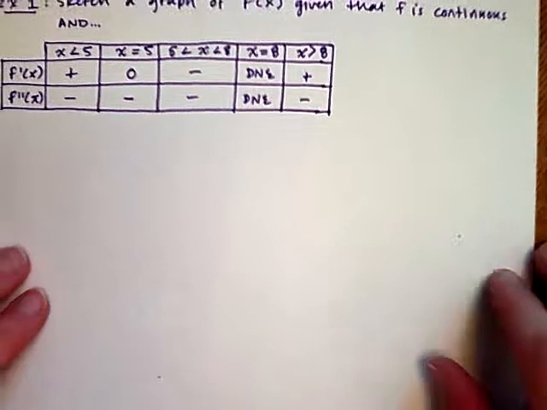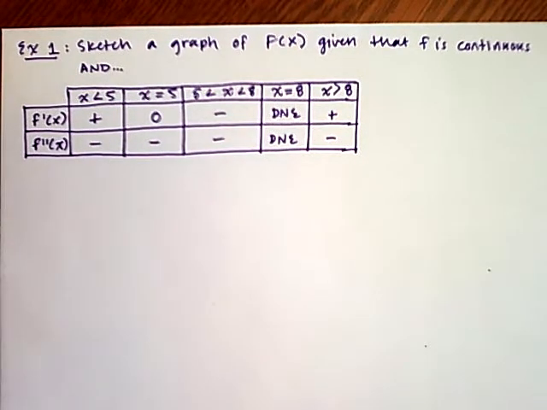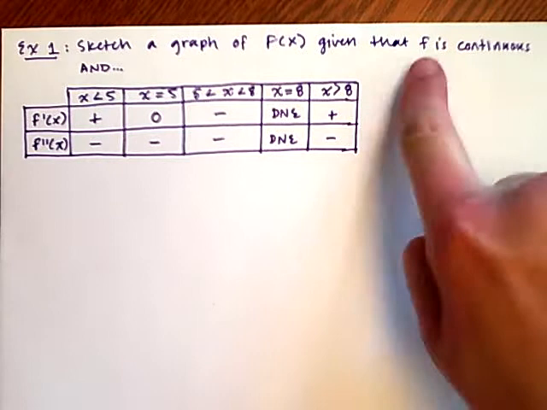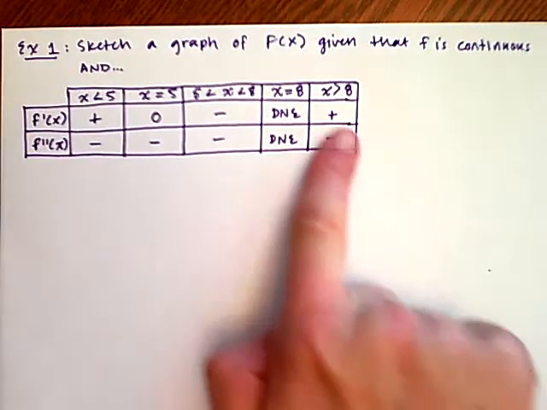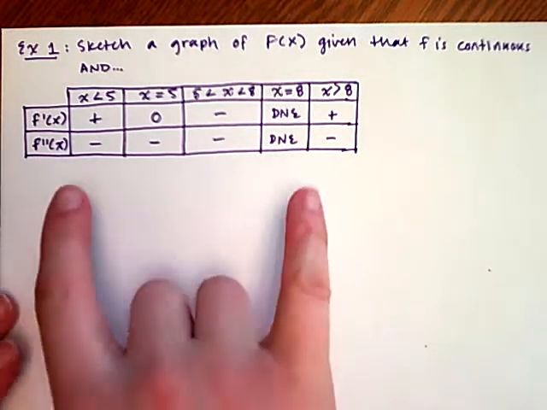So I've already written out the first example, again, to save me some time. This is an example in which you're given a table of information. It says sketch a graph of f of x given that f is continuous and we know all of this. Okay, so we dealt with a table like this in class, and for some people it was a little challenging to decipher that table.